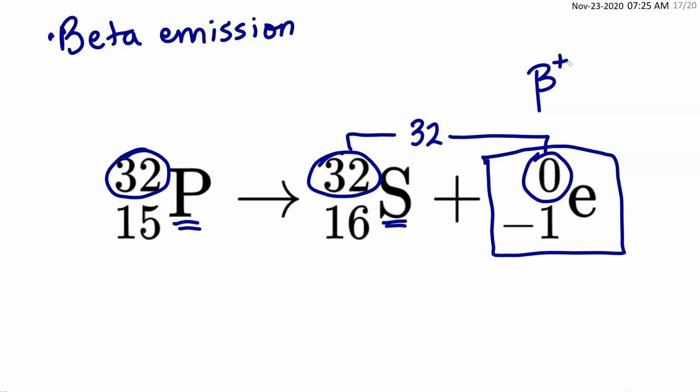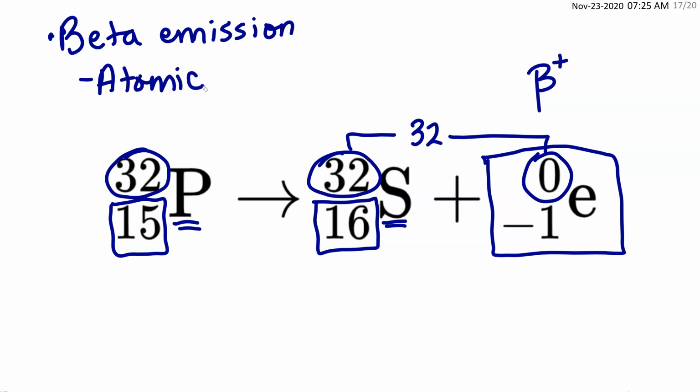One thing I want to draw your attention to is that the atomic number, in this case, is 15. But here is the change in atomic number: the atomic number actually goes up. The atomic number increases by 1.